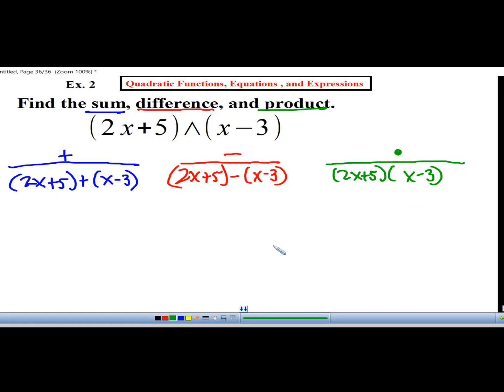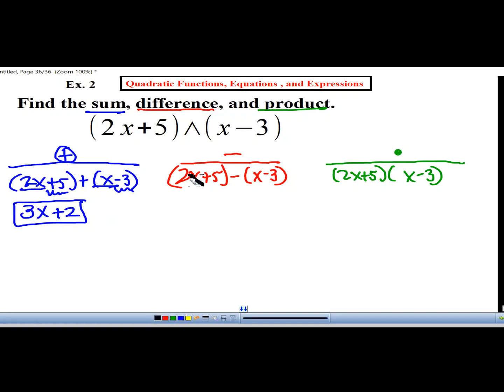All right, let's do this one together. Should be automatic by now. We've been doing these on the warm-ups. Here we go. For the sum or addition, we have 2x plus 5, parentheses, plus parentheses x minus 3. Since there is no number outside the parentheses multiplying, we don't really care about the parentheses. We're just combining like terms. What is 2x plus 1x? That's 3x. Next, we got positive 5 and negative 3. Combine those, that gives us positive 2. This is our sum.